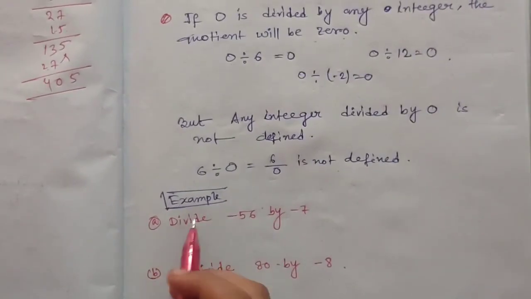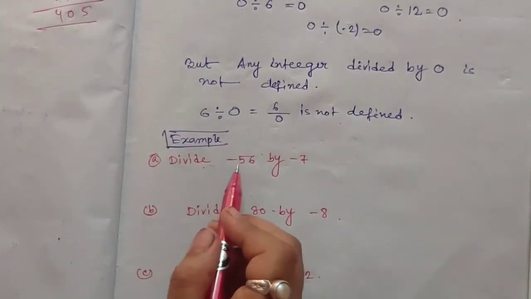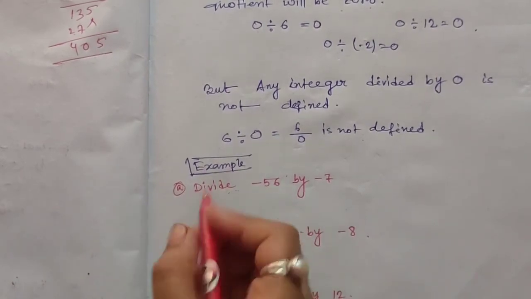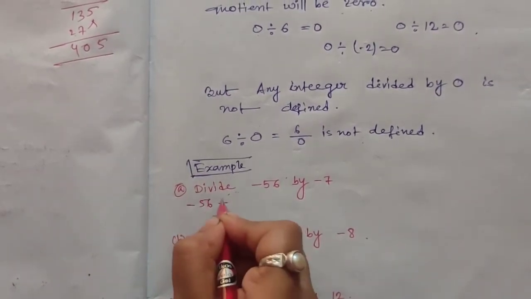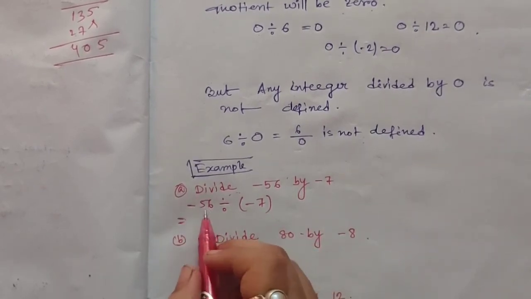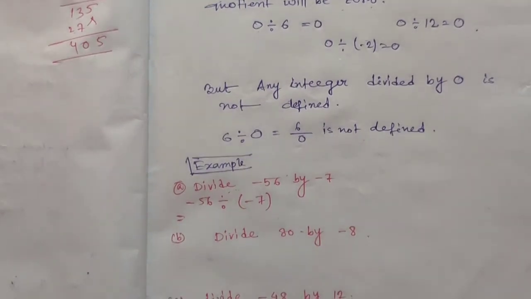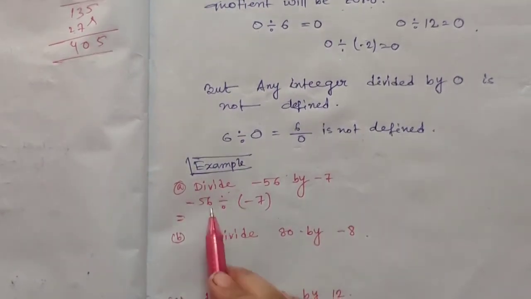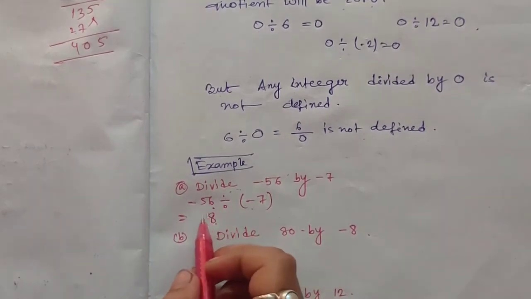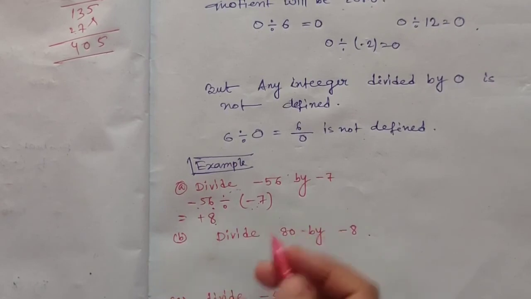Okay, so let's see some examples. Divide minus 56 by minus 7. First we will divide the absolute value of the dividend by the divisor. If we divide 56 by 7, we will get 8. 7 8s are 56. But these two integers are of the same sign, so the answer will be positive.